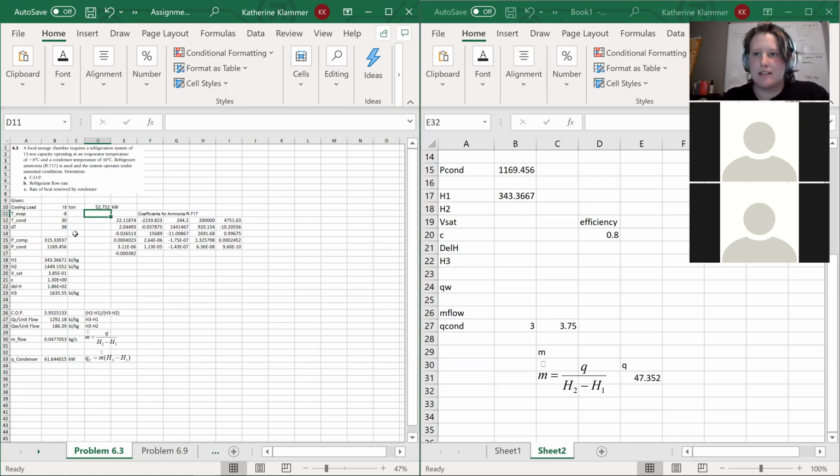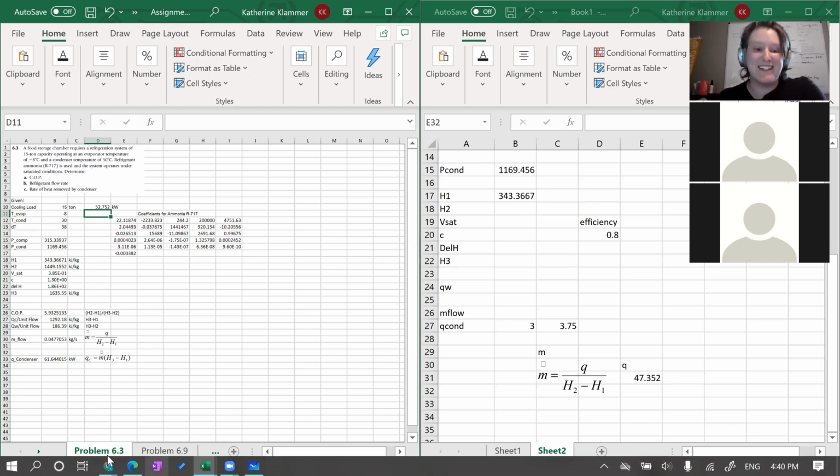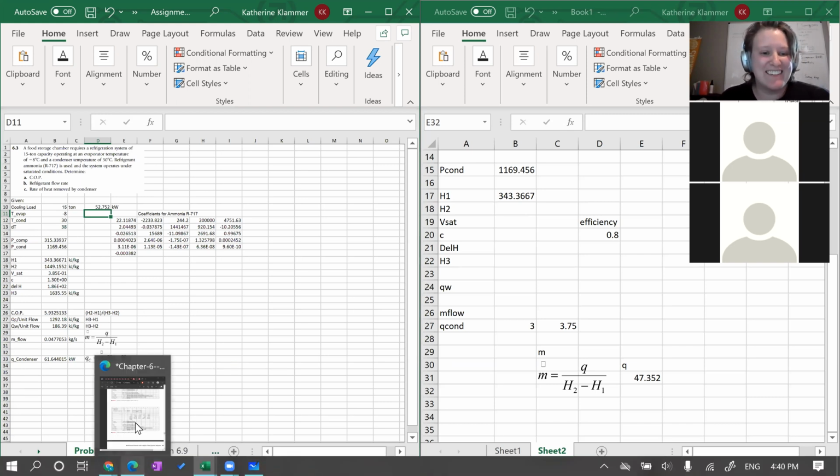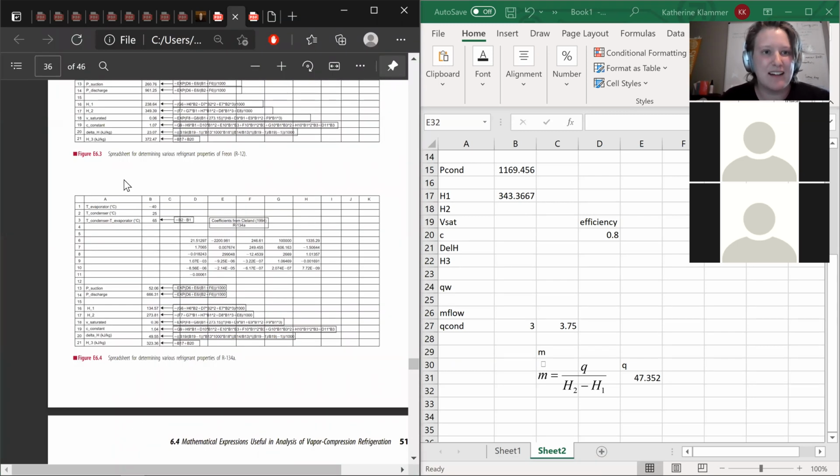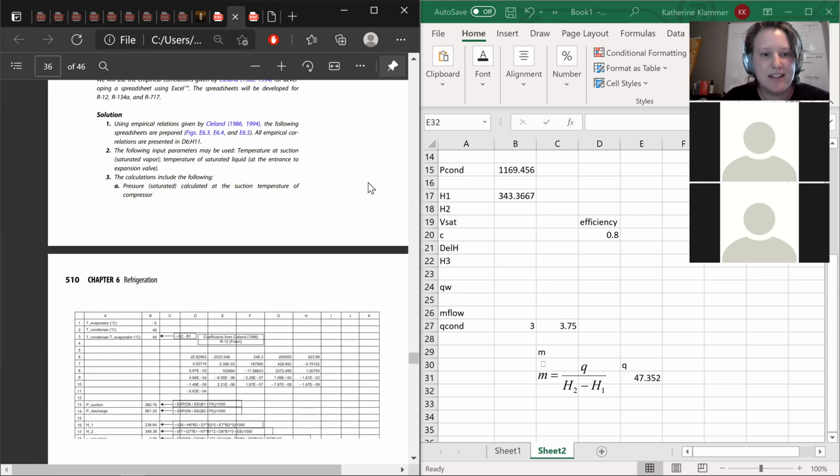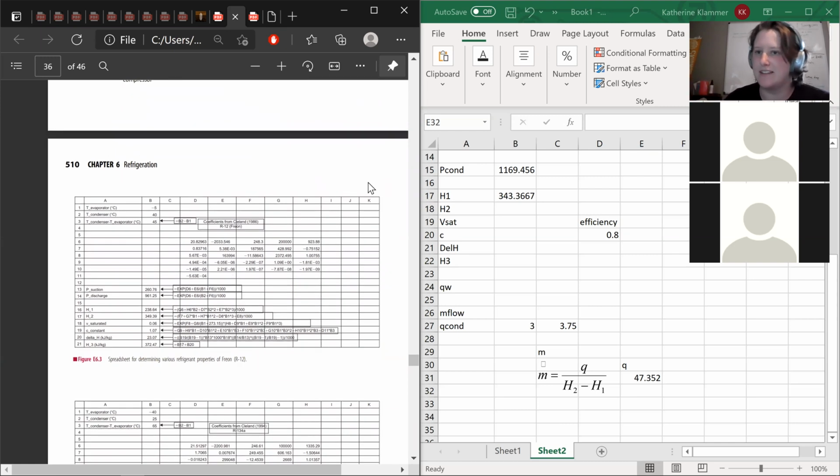But set up an Excel spreadsheet using the picture here, page 36. I think it's figure 6.3, 6.4 of chapter 6. Just set up those equations, and then you can plug in the new temperature, refrigerant load, and the efficiency rate. And then it should be pretty straightforward.